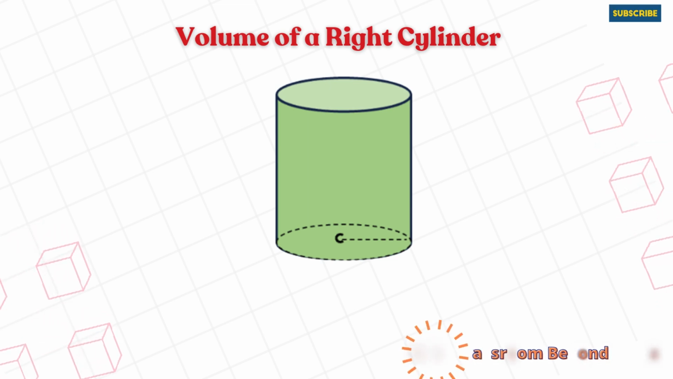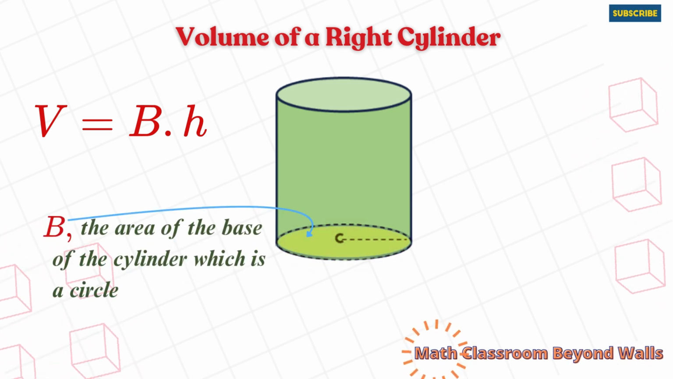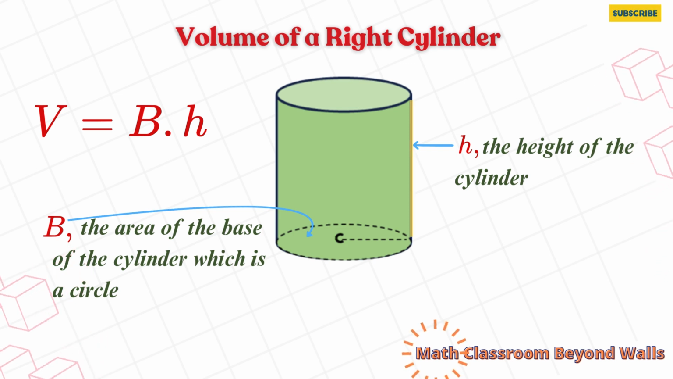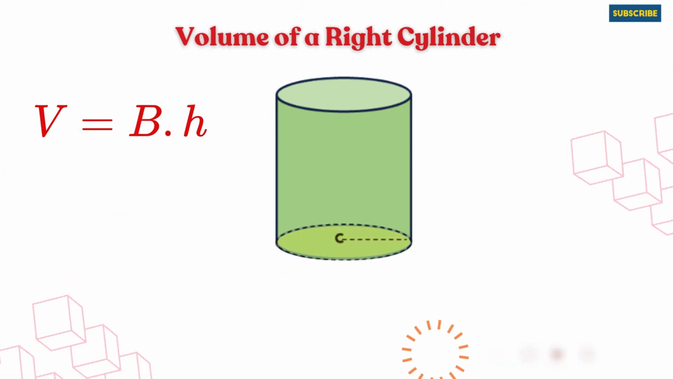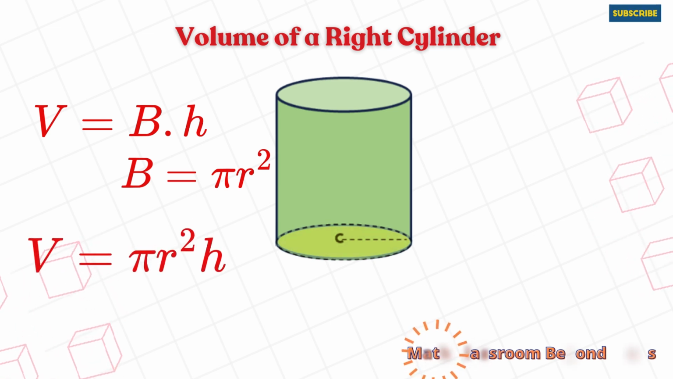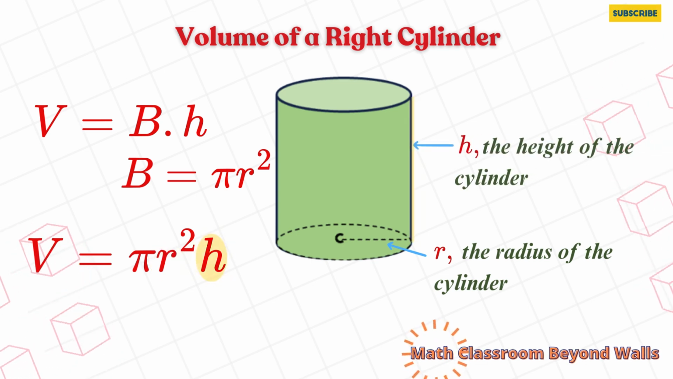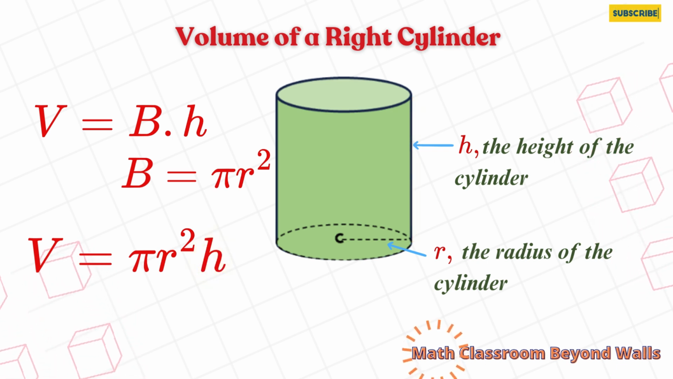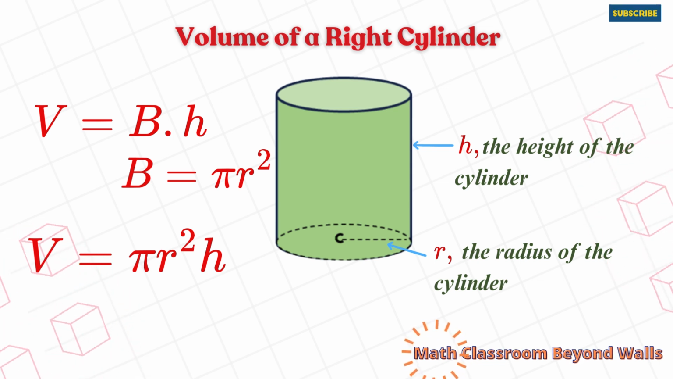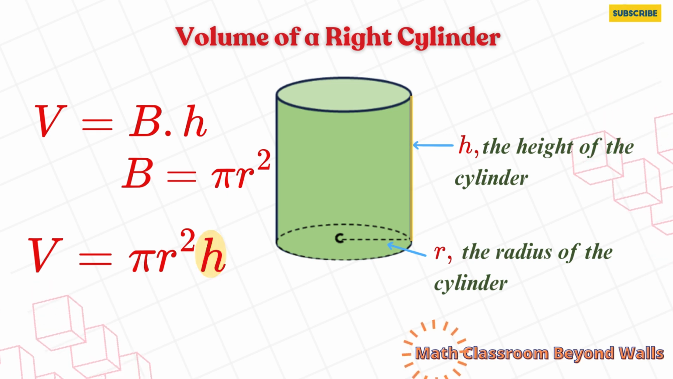Thus, the volume of a right cylinder is B times H, where B is the area of the base of the cylinder, which is a circle, and H is the height of the cylinder. Since the area B of the circle is pi r squared, then the volume of the cylinder is pi r squared h, where r is the radius of the cylinder and h is the height of the cylinder. You have to remember this, learners. For us to be able to determine the volume of a cylinder, we should know the values of r, the radius of the cylinder, and h, the height of the cylinder.